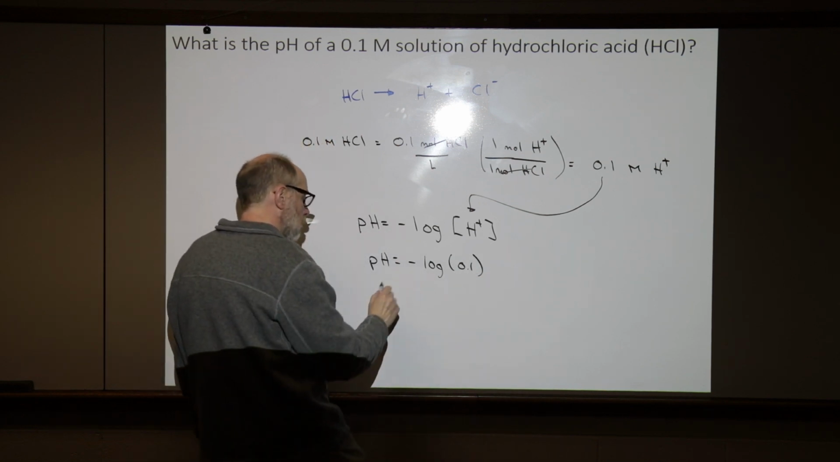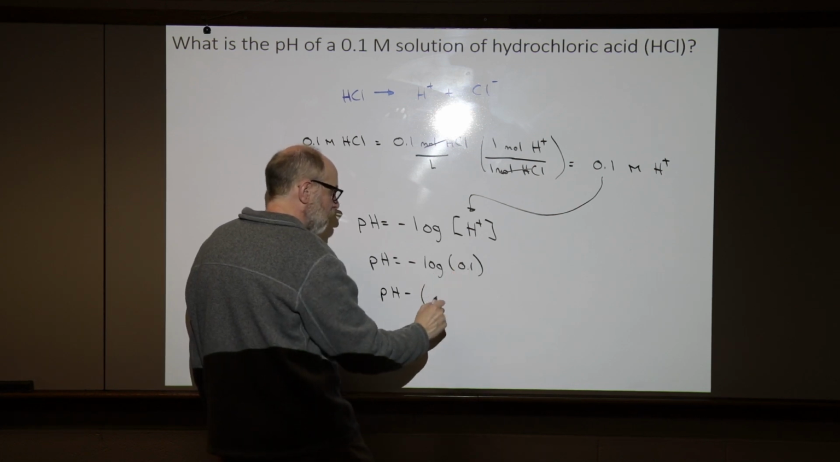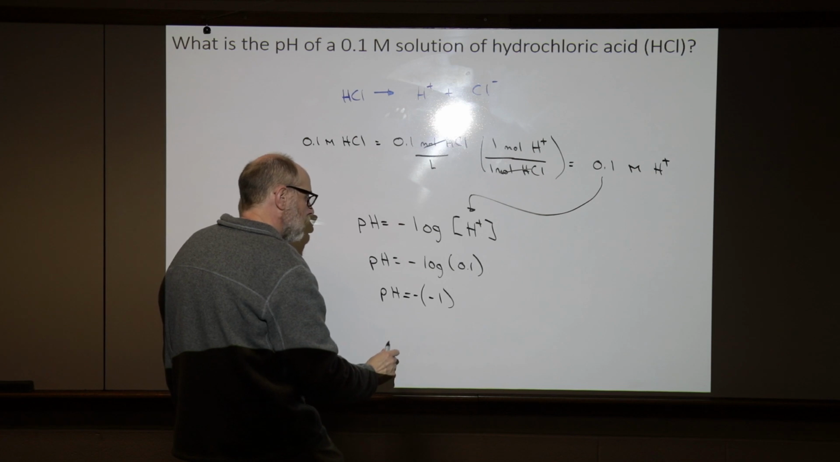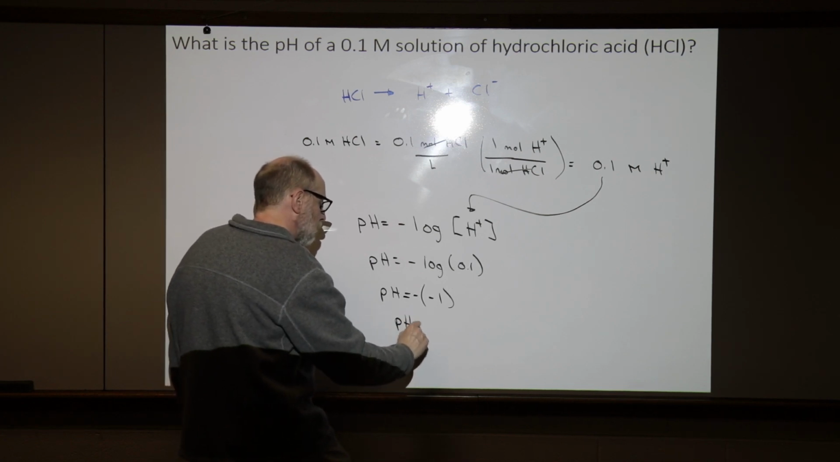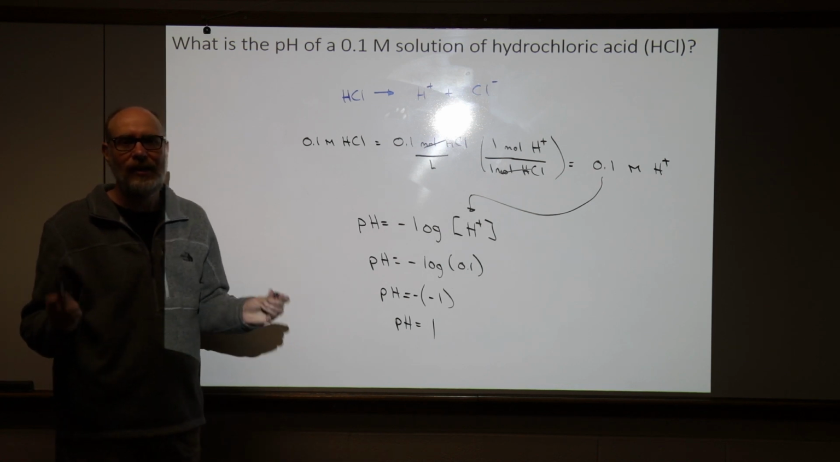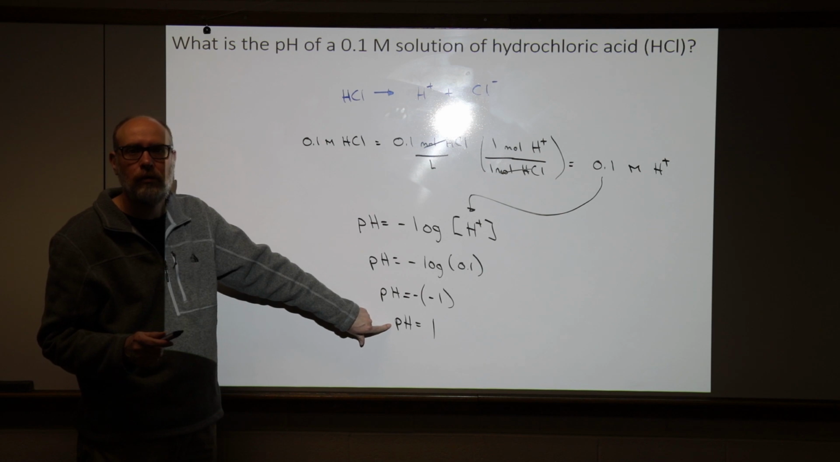pH is equal to the minus of the log of 0.1, which is minus 1, and the pH equals 1. Does that make sense? We have a pH that's very much below 7. All right?